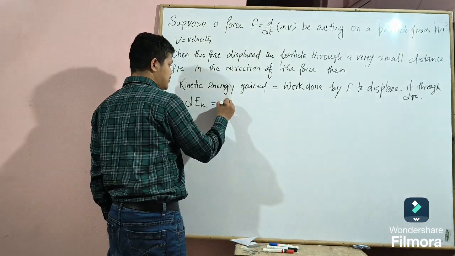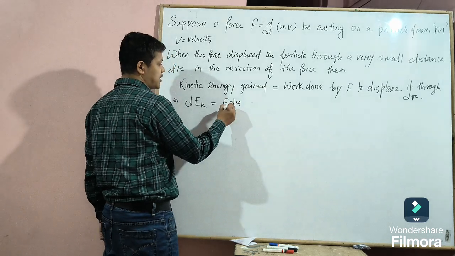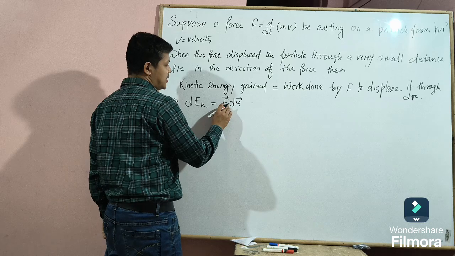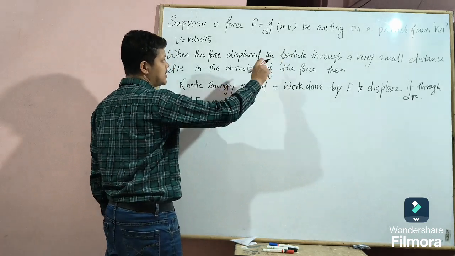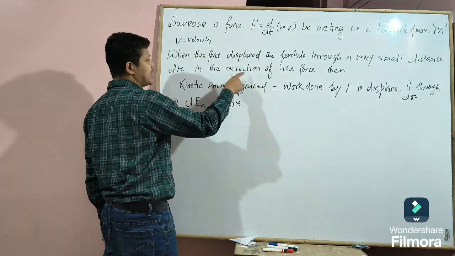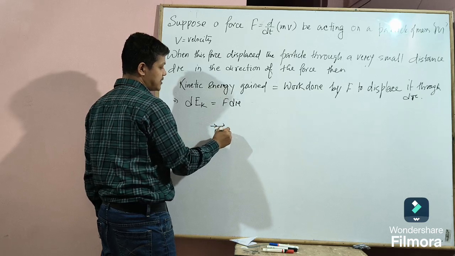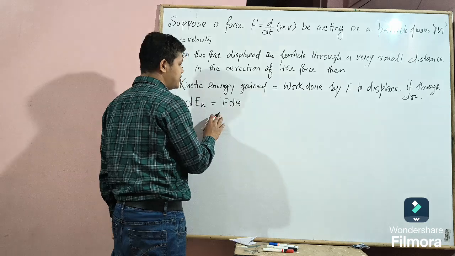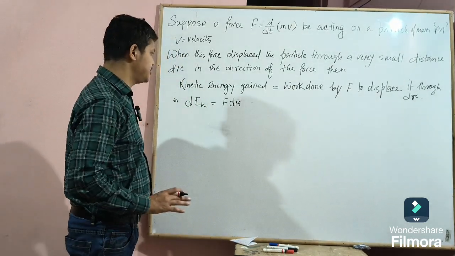Now work done is force into displacement. Generally we write the dot product of force and displacement, F dr cos theta. Here it is displaced through a very small distance in the direction of the force, so the displacement and the direction of the force are the same. So cos 0 is going to be 1, and that's why we can simply write F into dr. Hope it's clear to you.